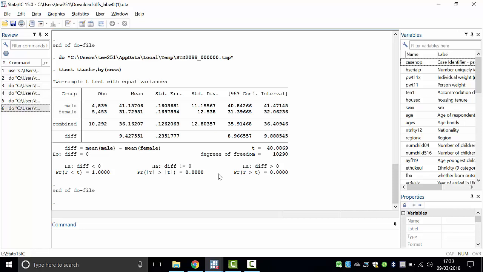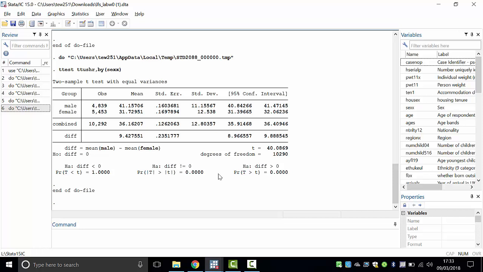Now, on average, men work 41 hours a week, while women work 31 hours a week. This is a huge difference, isn't it? It tells us that the majority of females are part-time. That alone tells us. The 10-hour difference is probably because of part-time work contracts, most likely. The diff here is 9.42, about a 10-hour difference. The t-test helps us investigate if this difference is statistically significant.